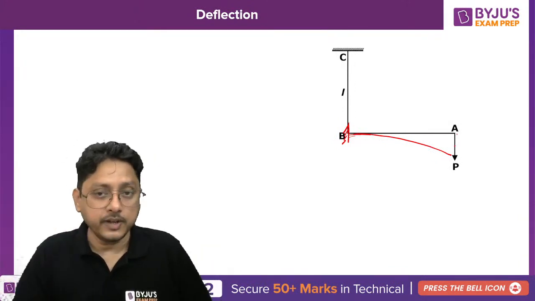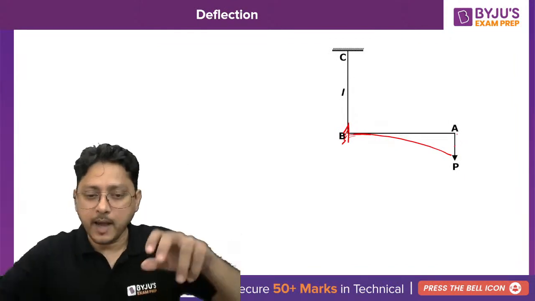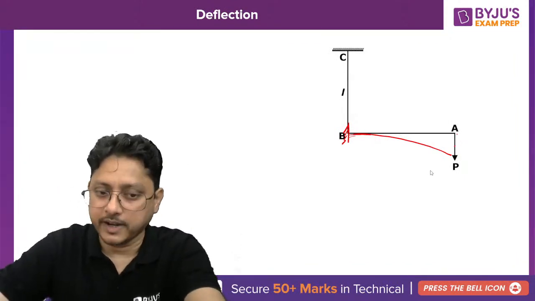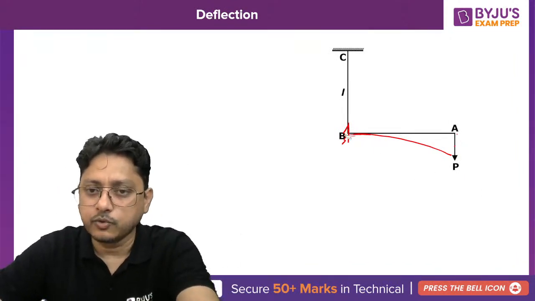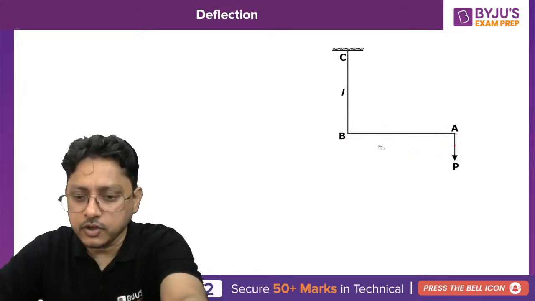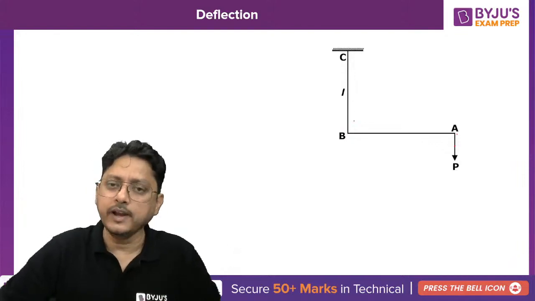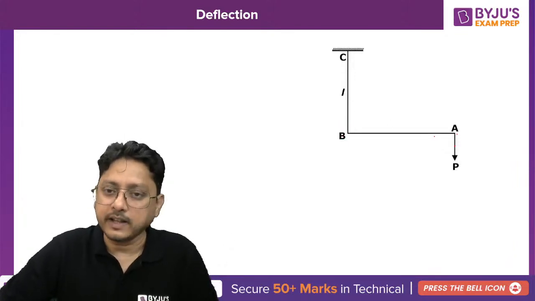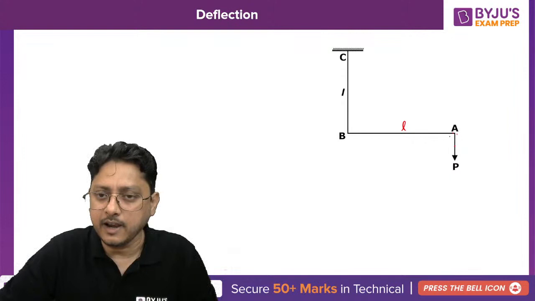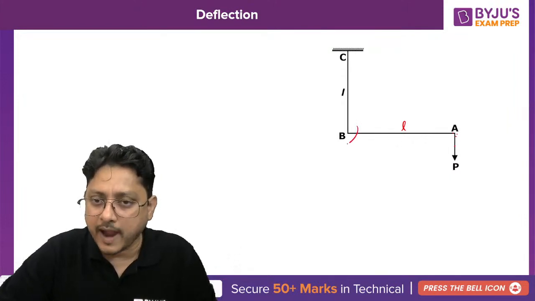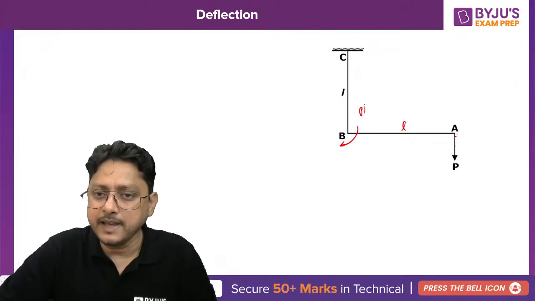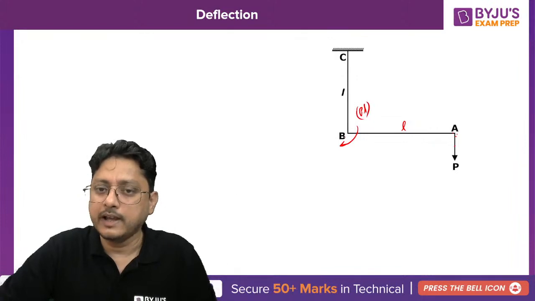But it is not fixed. What will happen? This joint B is going to rotate. So first of all, find out what rotation you are going to obtain at joint B. Who will rotate the joint B? It is nothing but P into L, suppose this length is L. A moment P into L is going to act over here, and due to that moment PL, this joint B will rotate.